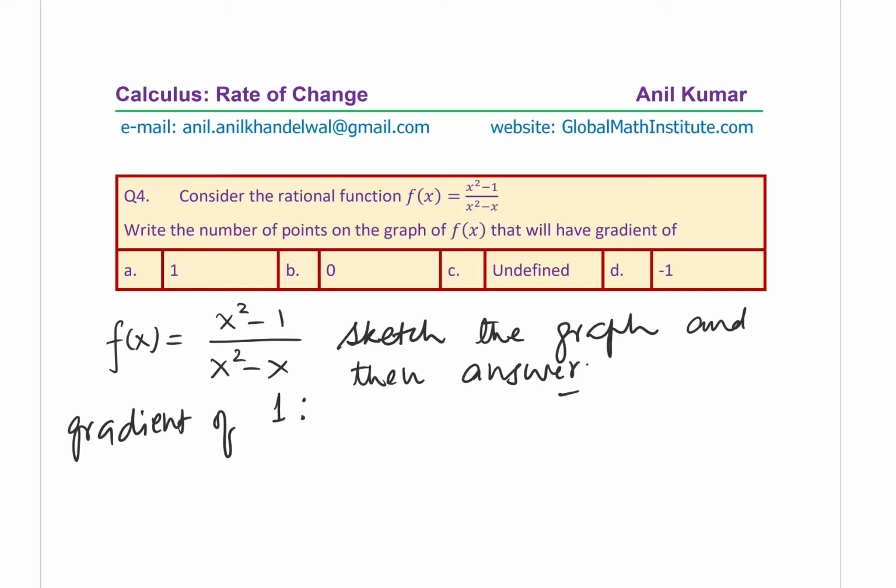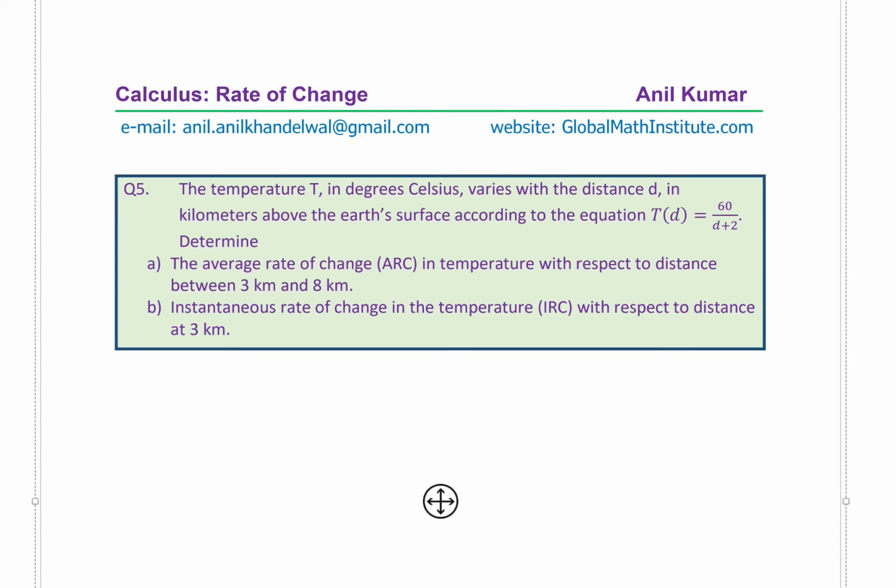Now, let's look into rate of change applications. So really speaking, when we move on from difference quotient equation to rate of change, we kind of apply it to different kinds of situations. Question number 5 is a good example on this. So we'll solve this particular question now. It says, the temperature T in degrees Celsius varies with the distance d in kilometers above the Earth's surface according to the equation T of D equals 60 divided by D plus 2.